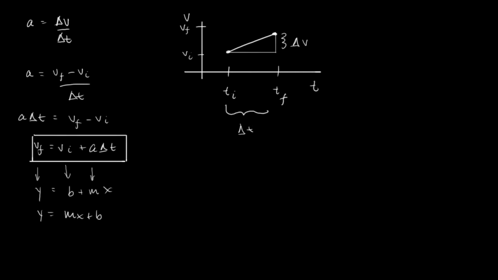Also, note that you have V final and V initial, so that's two variables in this equation. For right now, these are unknowns. And A and T, right? So note that you have 4 unknowns.